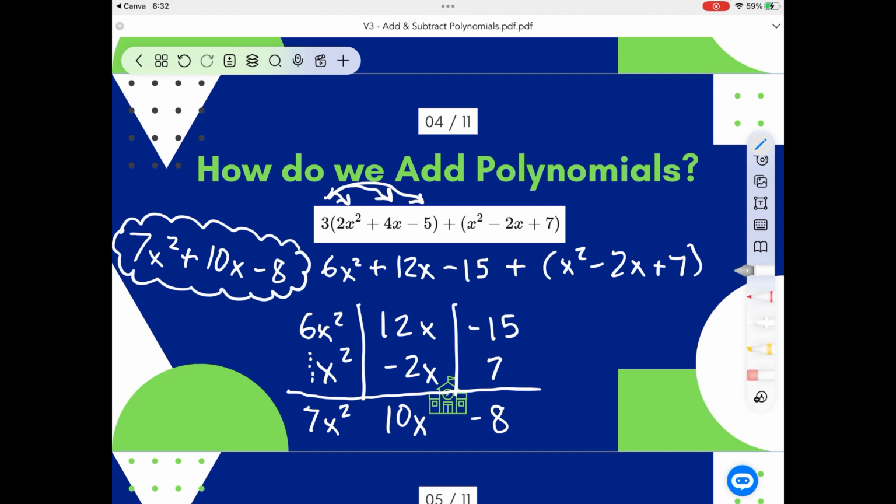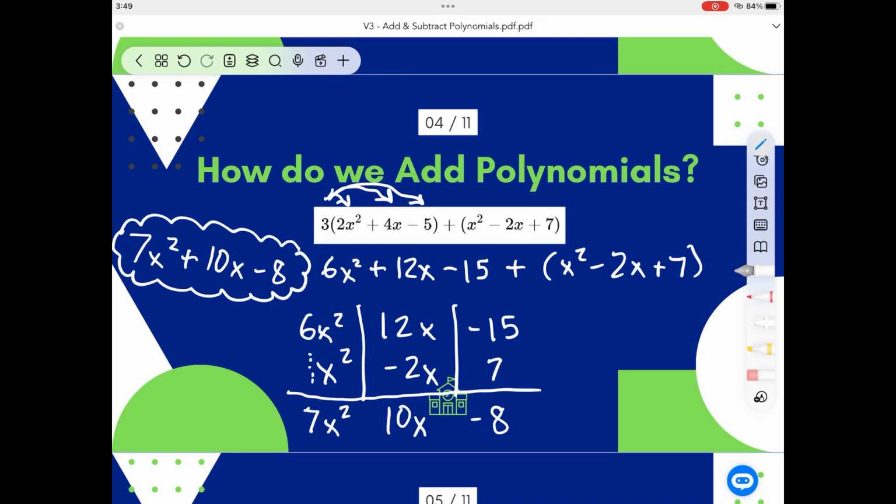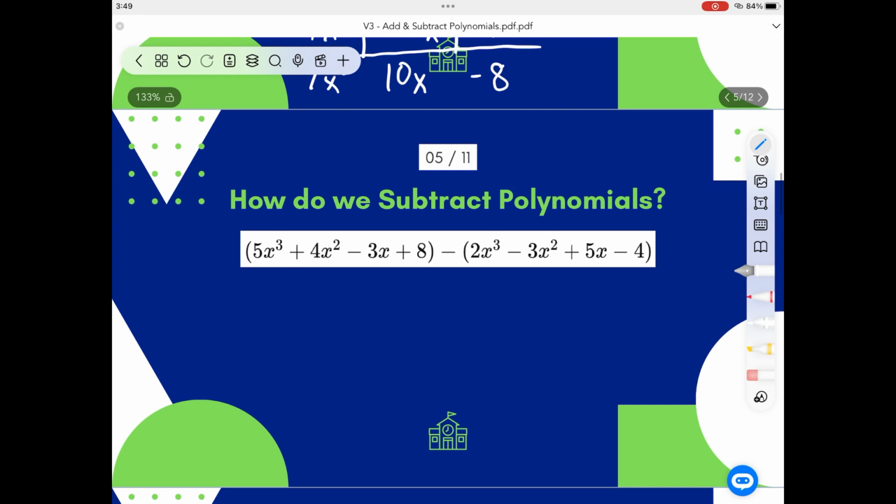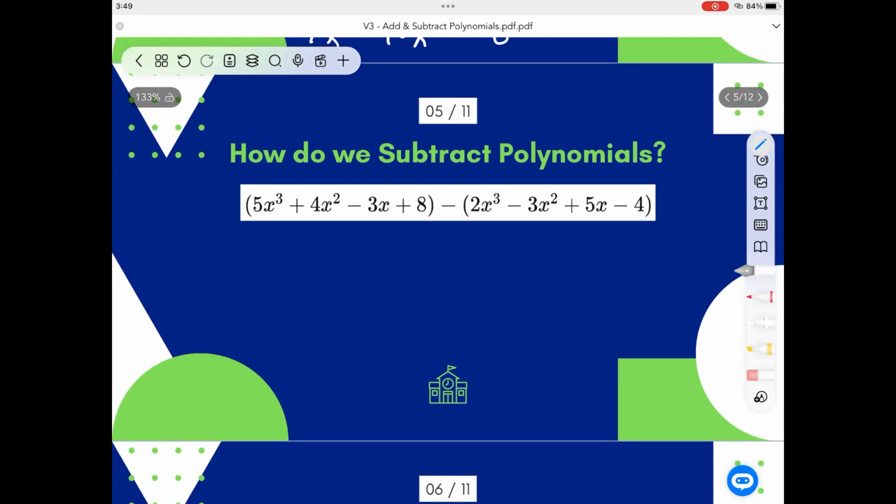All right, so now we've gone through and we've added two polynomials. Next up, we're going to see what it looks like when we subtract two polynomials. So our first subtraction problem, we have two polynomials that are being subtracted, 5x to the third power plus 4x squared minus 3x plus 8. We also have a second polynomial, 2x cubed minus 3x squared plus 5x minus 4, and we are subtracting these two. So what does that mean?